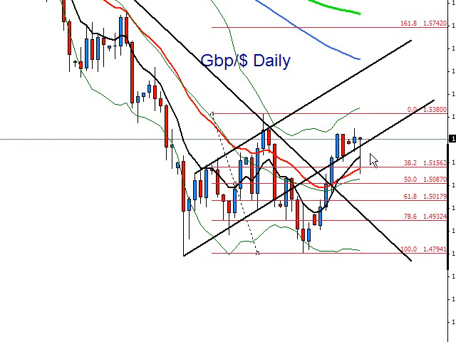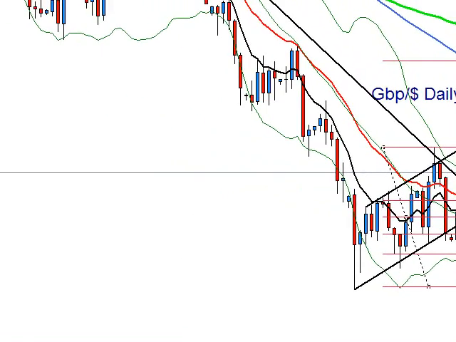Nobody really knows where this is going at the moment, with the election being called today, and all that stuff going on in the UK. So my advice on this one is just sit tight and let's see where price is going to take us.